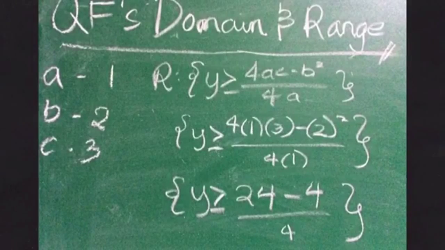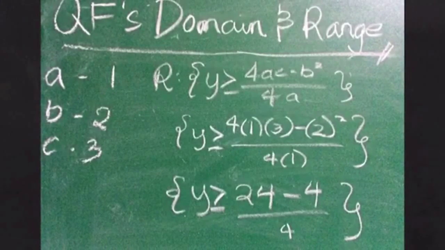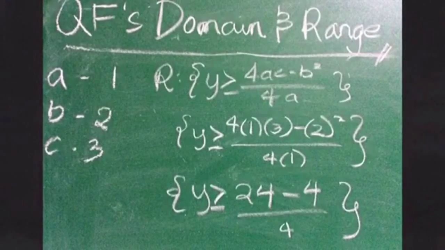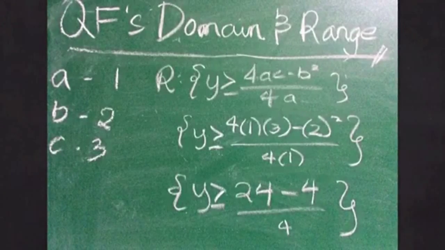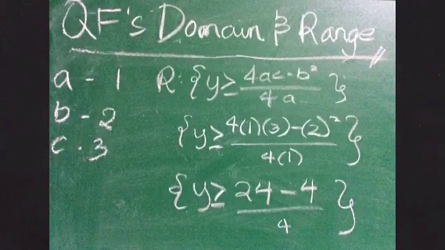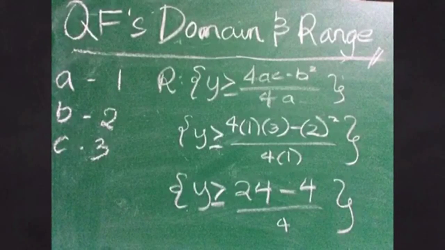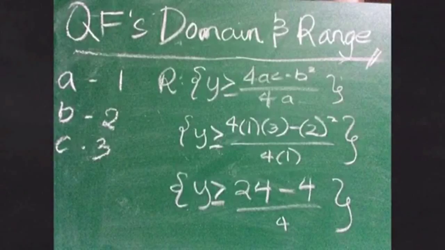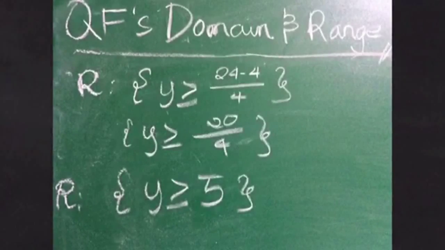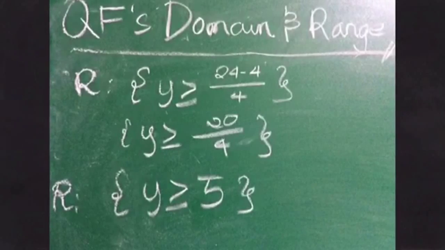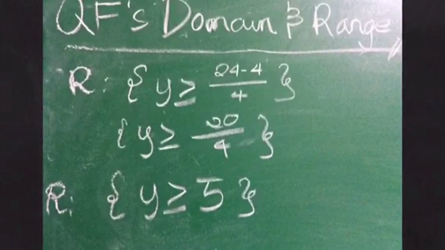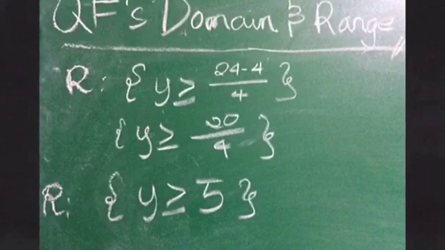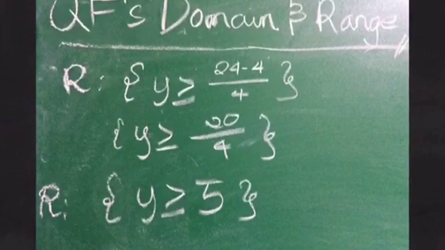Simplify the equation. Multiply 4 to 1, and then 3. On the other side, we get the answer of 2 squared. In the bottom part, we multiply 4 to 1. After all this, we get y is greater than or equal to 24 minus 4 all over 4. Then, we subtract 24 and 4. So we get 20 divided by 4. The range's restriction now is y is greater than or equal to 5. This means the range must be greater than or equal to 5.